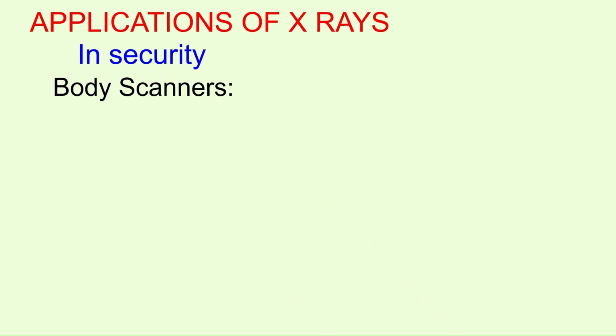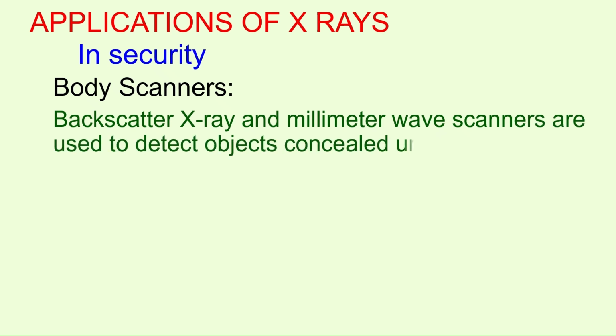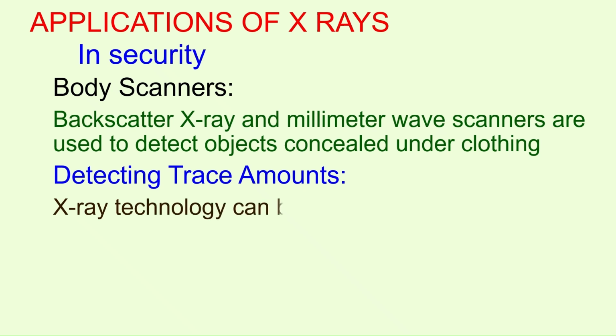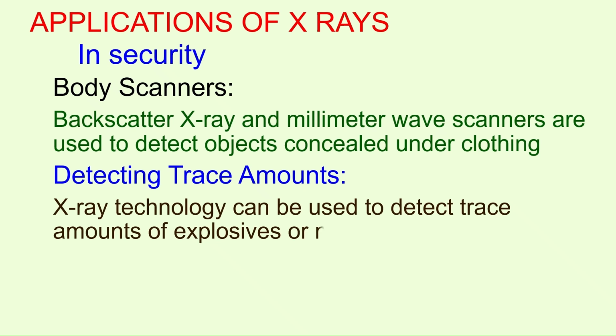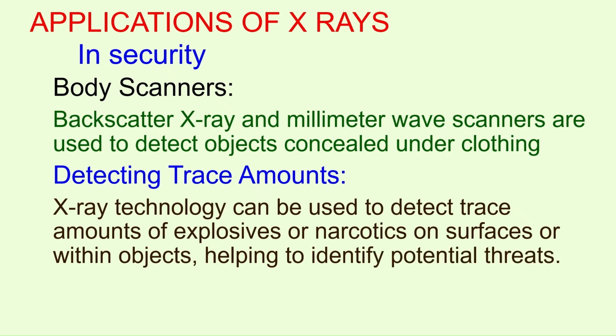Body scanners, backscatter X-ray, and millimeter wave scanners are used to detect objects concealed under clothing. Detecting trace amounts. X-ray technology can be used to detect trace amounts of explosives or narcotics on surfaces or within objects, helping to identify potential threats.